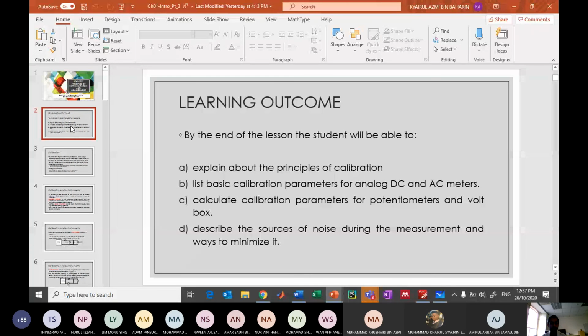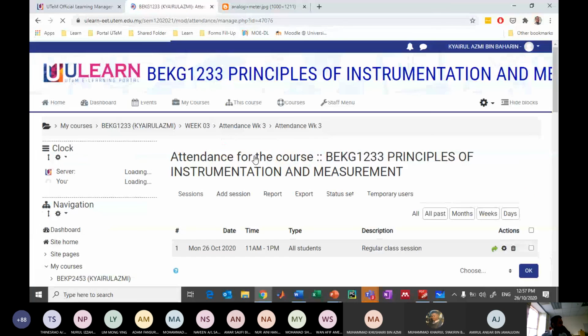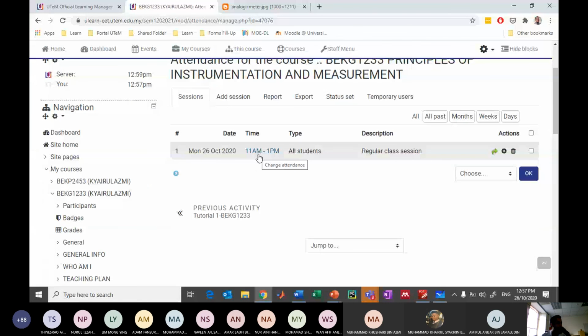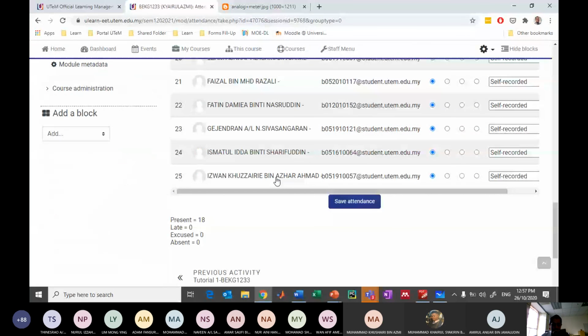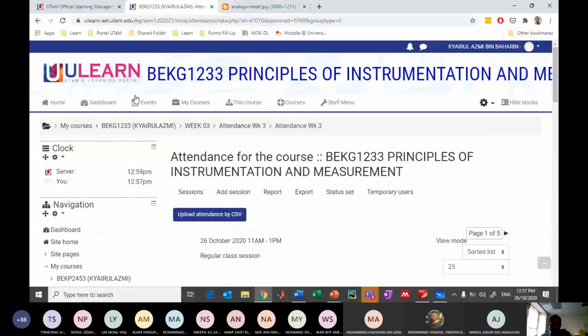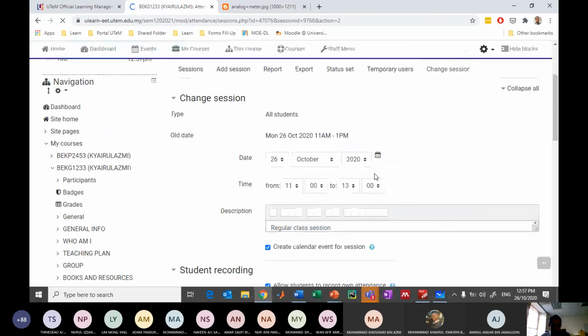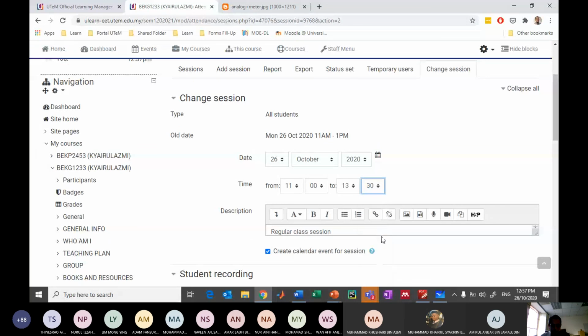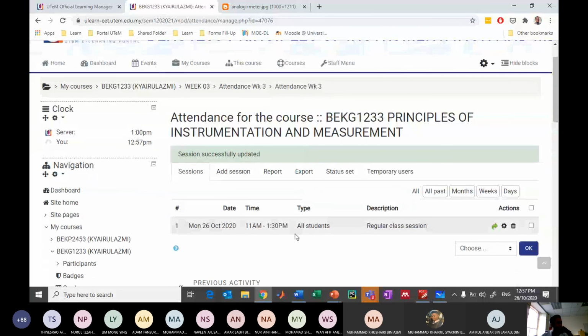For today's attendance, you can log into ULearn and register your attendance manually. I already set it from 11 AM to 1 PM. Let me extend it a bit, if many of you may not have time to do it now. It's already 12:57, so hold on, let me extend it. Okay, I already extended until 1:30, so you can register your attendance there if your name is inside.